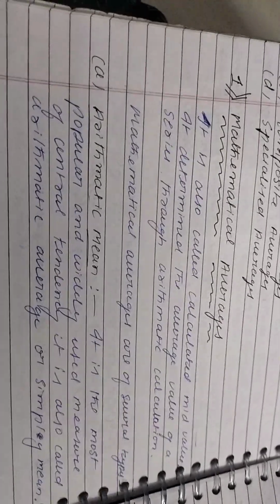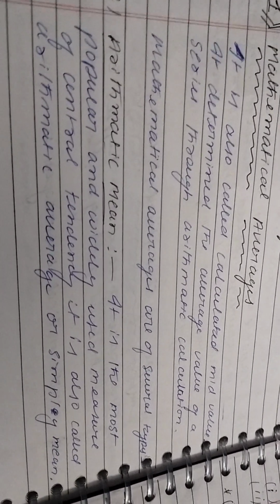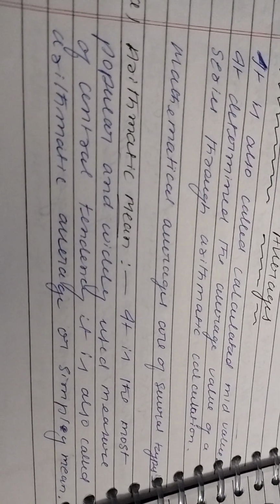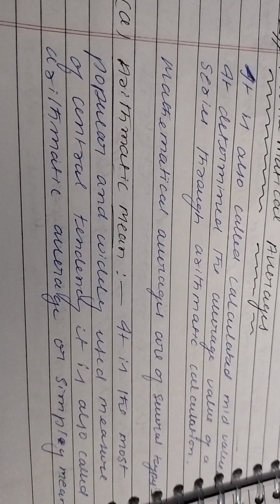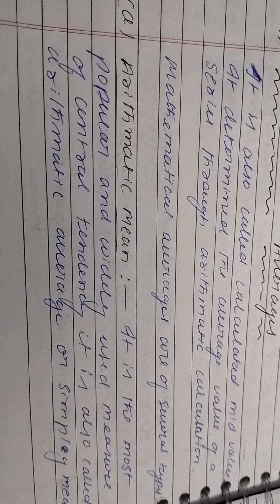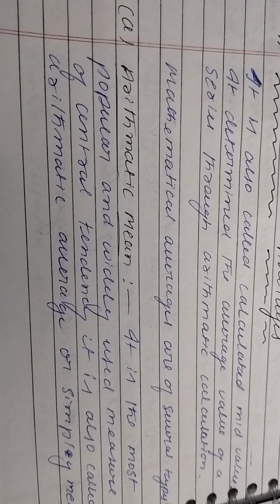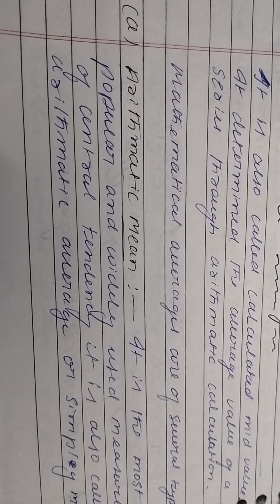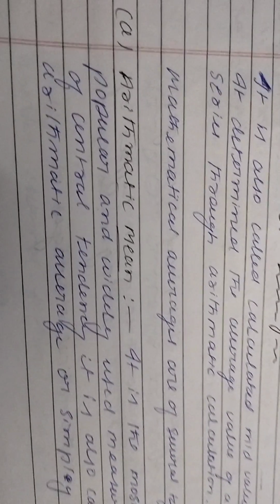Okay, now we have the arithmetic average. It is the most popular and widely used measure of central tendency, and it is also called the arithmetic average or simply the mean. When we talk about the arithmetic average, you can also write AM. It is popular because, if you studied in class 10th or in your junior book, the average is just the total of the observations divided by the number of observations.